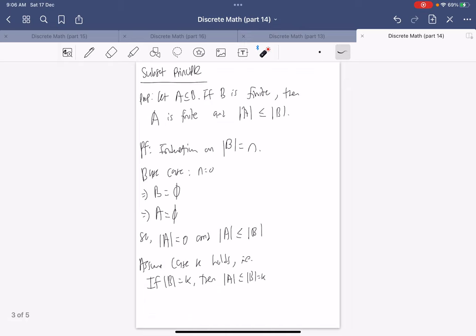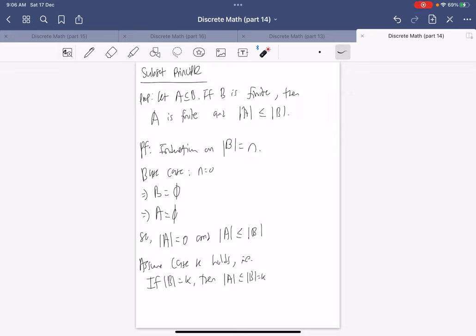The last one will be the subset principle. And this will be an important principle, and I will explain why later on. If A is a subset of B and B is finite, then A is finite and the cardinality of A will be less than or equal to the cardinality of B. If you recall, this actually builds on the idea of the pigeonhole principle that we have stated earlier. But now instead of just being a proper subset, it can be equal.